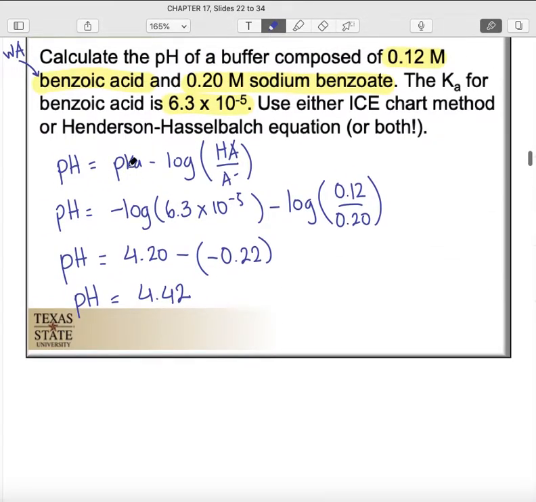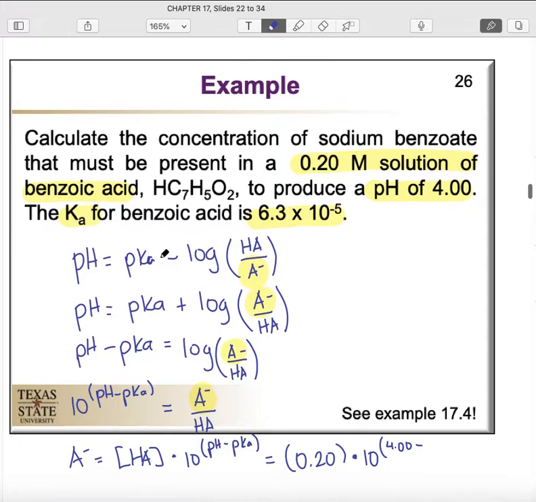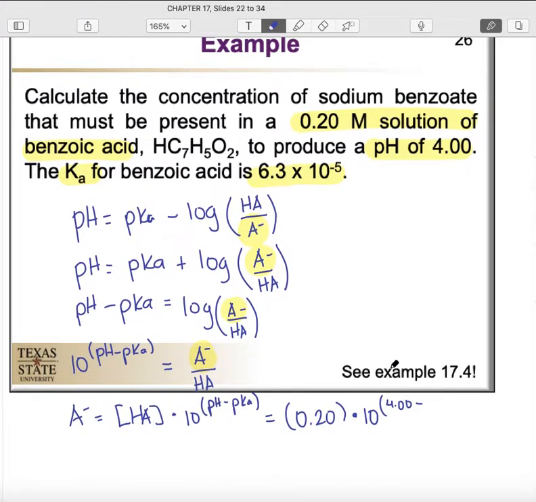Notice that here we had the pKa, which was the negative log of 6.3 times 10 to the negative 5 for the benzoic acid, and that gave us 4.20. So I'm going to just take the 4.20 here instead of typing the whole thing. And that gives us the A minus concentration as 0.13 molar.